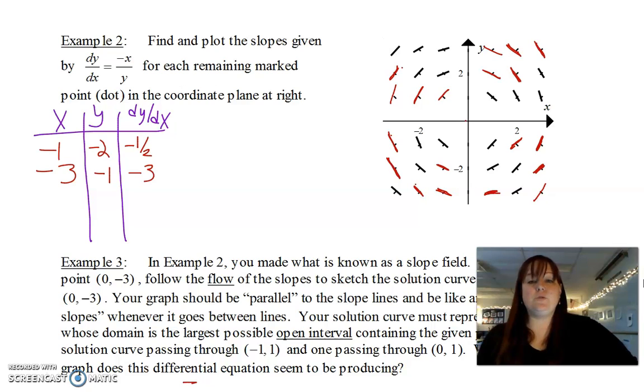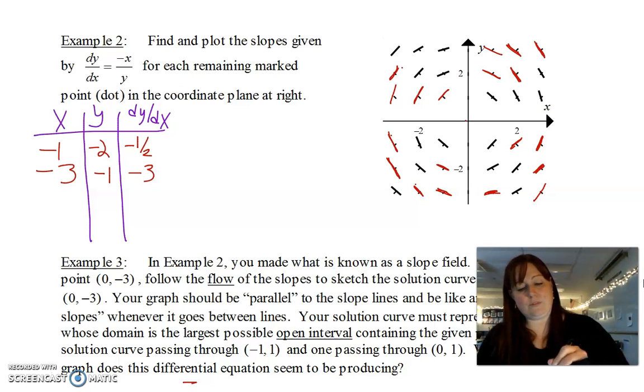So we want to start at the point (0, -3) and follow the flow of the slopes to sketch the solution curve containing that point. Now, we're not going to be touching each of these points, right? Because our function doesn't necessarily touch every single point. So we're going to start at (0, -3). And we're going to just follow the flow of the slopes.